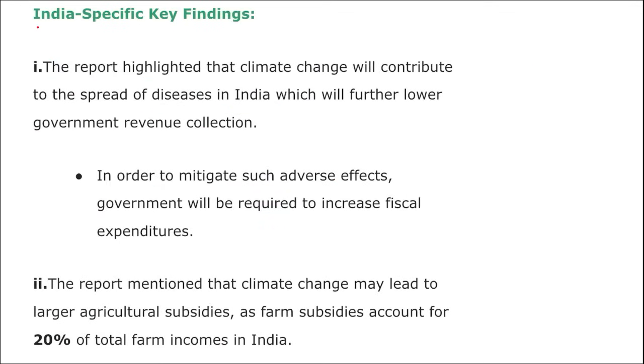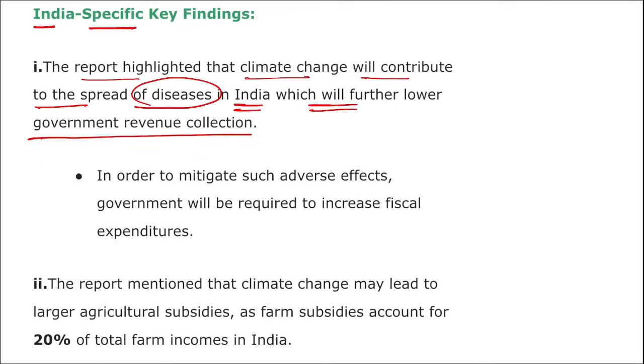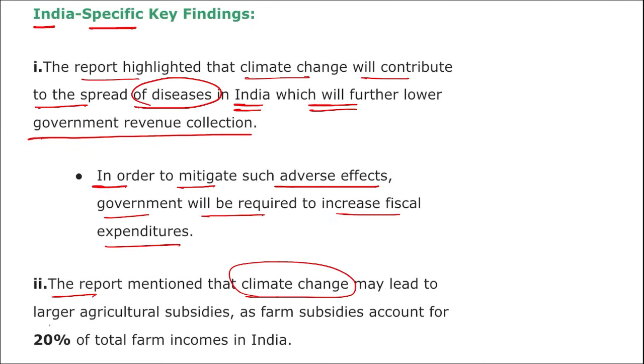Then, if we look at some of the India specific key findings, that is how climate change will affect India. The report highlighted that climate change will contribute to the spread of disease in India, which will further lower the government revenue collection. In order to mitigate such adverse effects, governments will be required to increase fiscal expenditures. The report mentioned that climate change may lead to larger agriculture subsidies, as we just saw, that will be 20% of the total farm incomes in India.